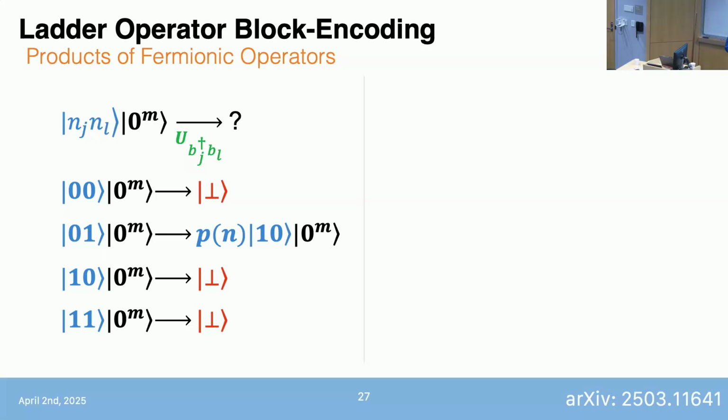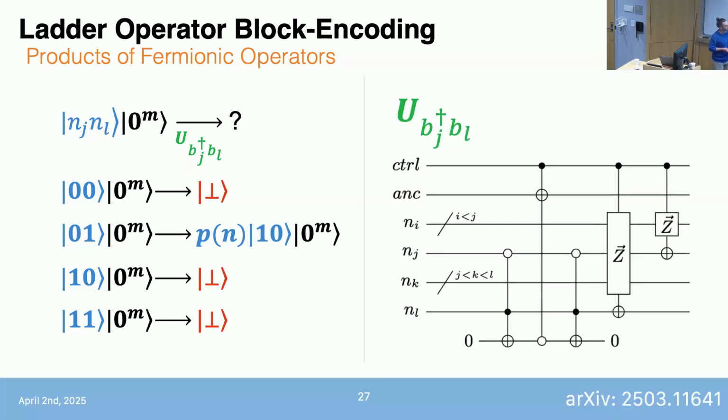The reason it's 0, 1 is because this B dagger is operating on this left qubit, and B L, the annihilation operator, is acting on the right qubit. So I want my annihilation operator to act on the mode that is occupied, and I want my creation operator to act on the mode that's unoccupied. So the way we can construct this circuit is if the jth mode is unoccupied and the lth mode is occupied, right? That's going to correspond to this 0 and 1.